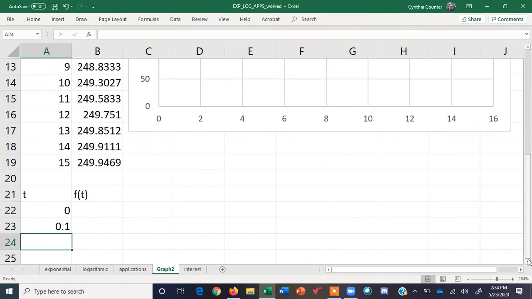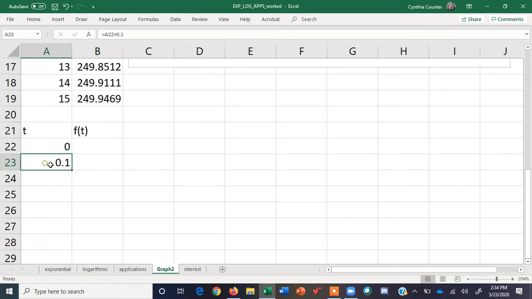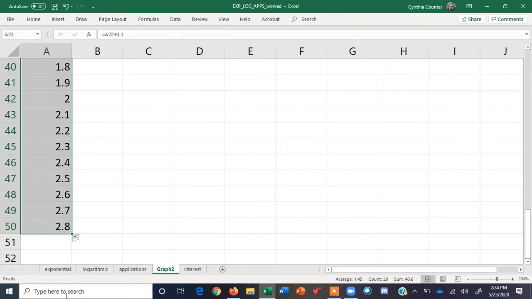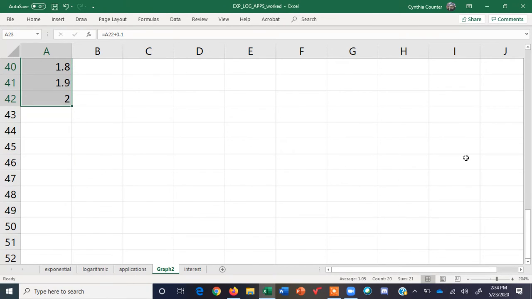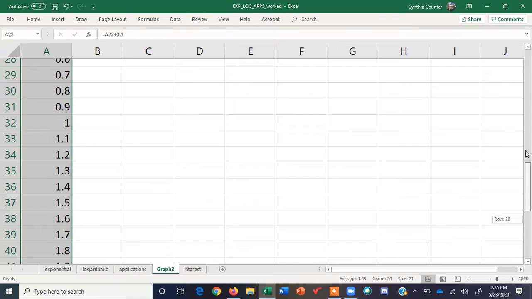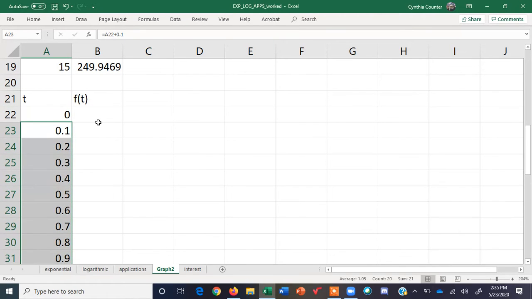That's the formula I'm going to use here, and I'm going to copy that all the way until we get 2. This went to 2.8. We don't need to go that far. Let's see if that is enough for us to see the curvature.